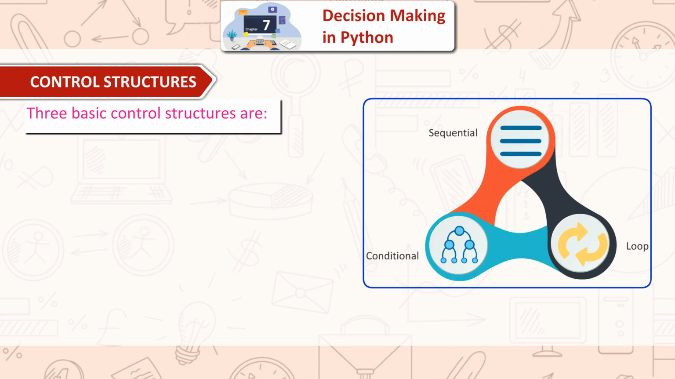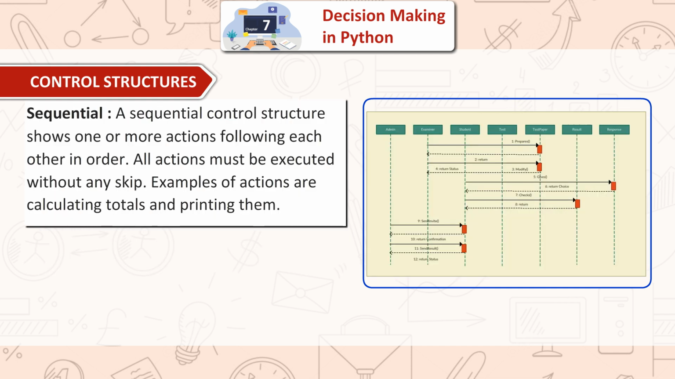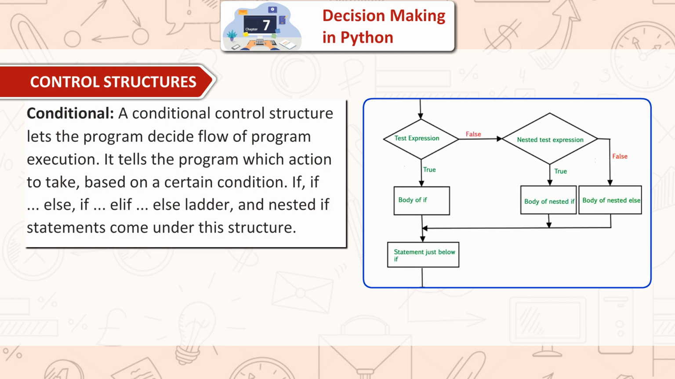Three basic control structures. Sequential: a sequential control structure shows one or more actions following each other in order. All actions must be executed without any skip. Examples of actions are calculating totals and printing them.